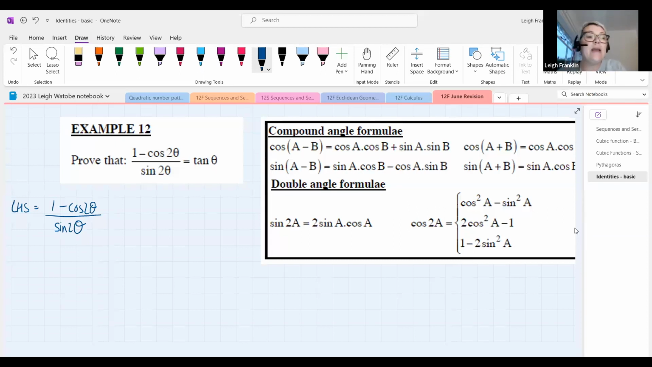If we can get rid of this 1 over here, choose an identity that is going to get rid of that 1. Which one would it be? It's not going to be cos squared A minus sine squared A. So out of these two, 2 cos squared A minus 1 or 1 minus 2 sine squared A, which one would get rid of the 1 if we were to substitute? Any ideas?